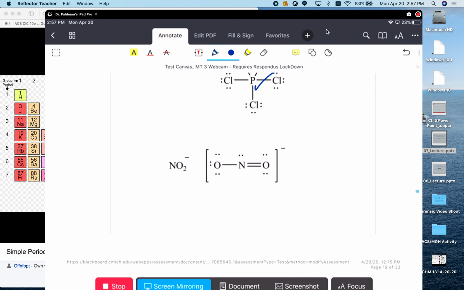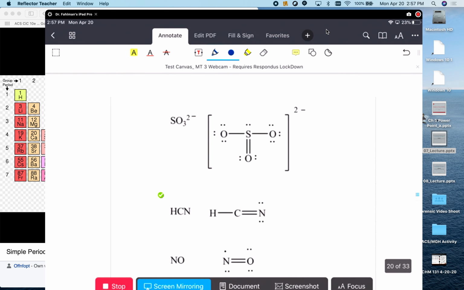NO2 minus, you're looking at number of electrons. So you should have 12 plus 5 and then another 1 there. So it's 18 electrons. So let's count 2, 3, 4, 5, 6, 7, 8, 9, 10, 16, 17, 18. So that's cool. Nitrogen has an octet, so that's good. All the oxygens have octets, so that's fine.